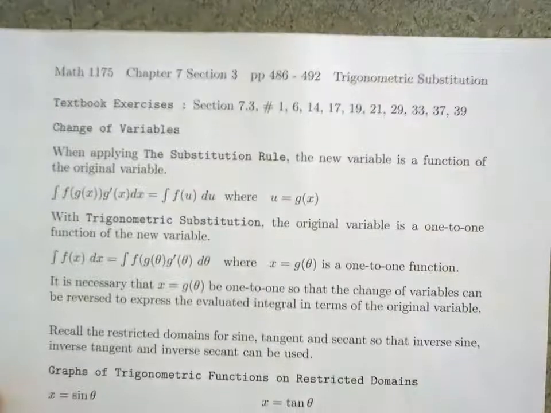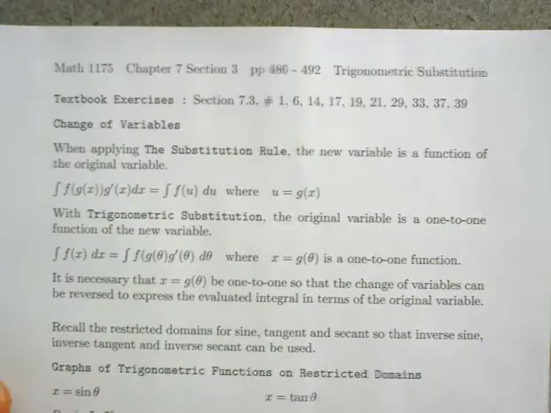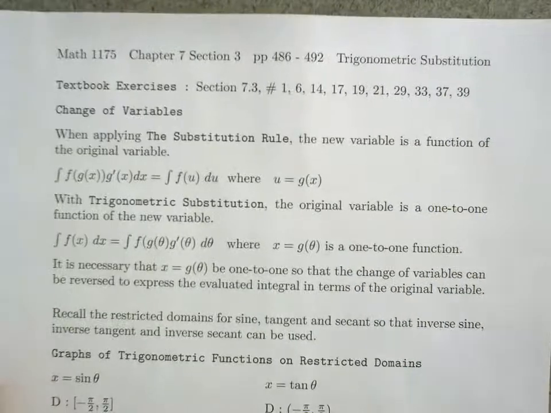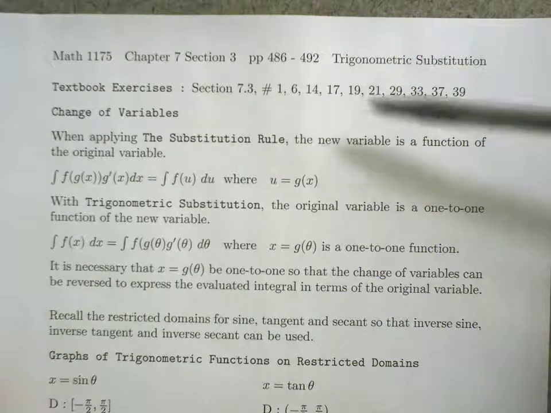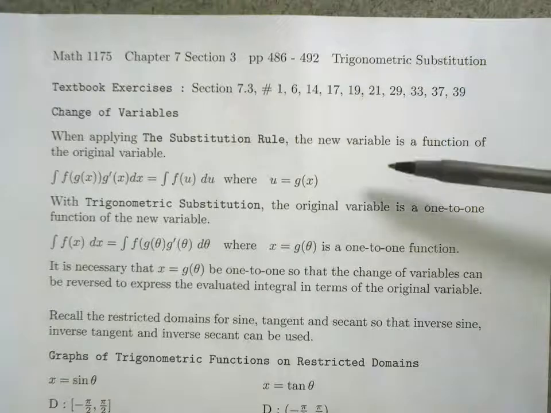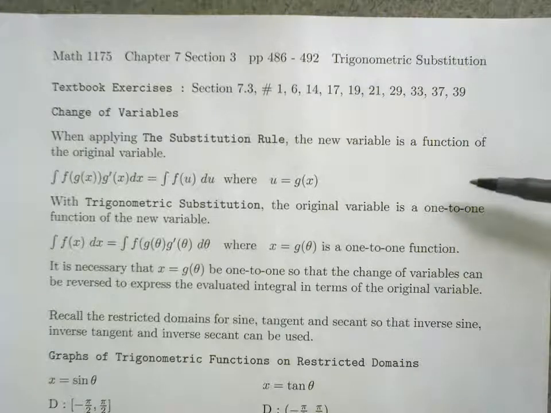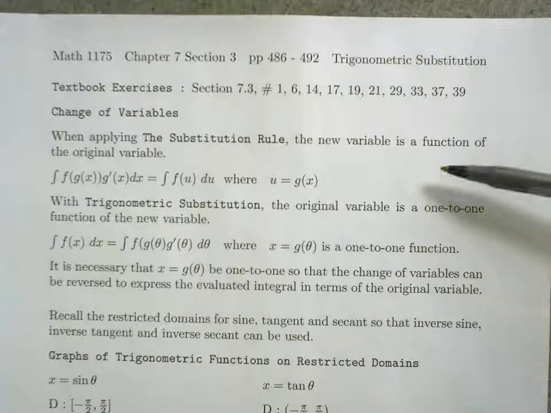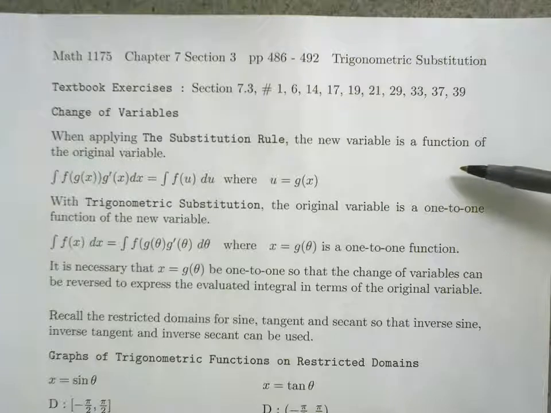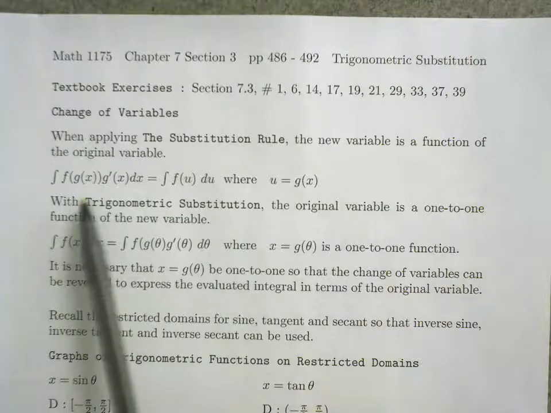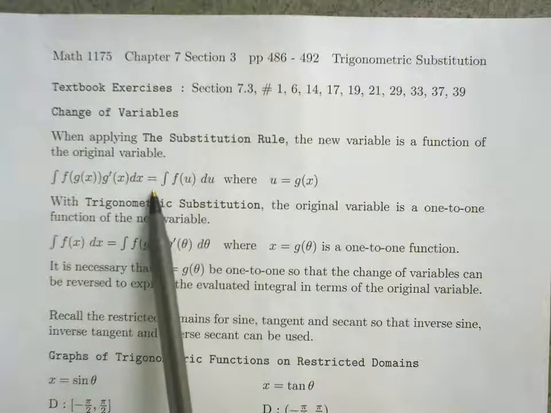In section 7.3, we talk about another change of variables. We reviewed the substitution rule, which is a change of variables. When applying the substitution rule, the new variable is a function of the original variable. This is the equation that we use for the substitution rule.